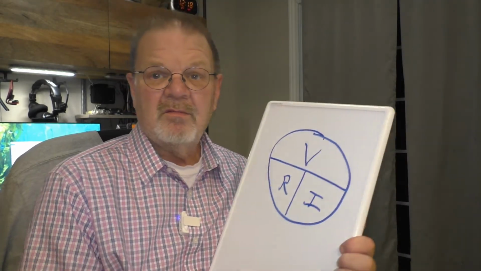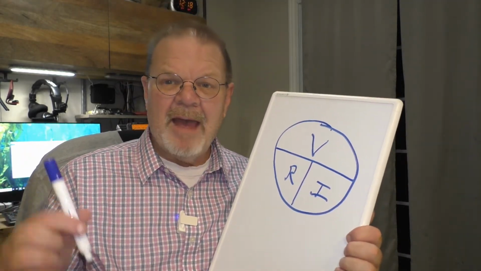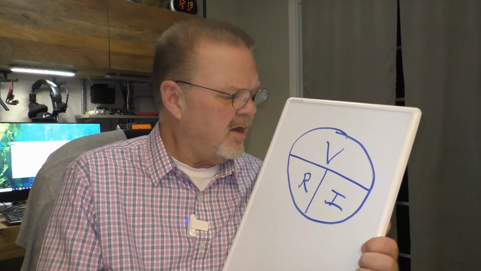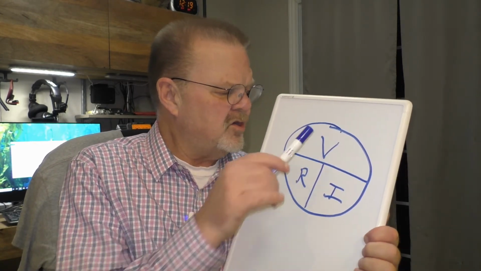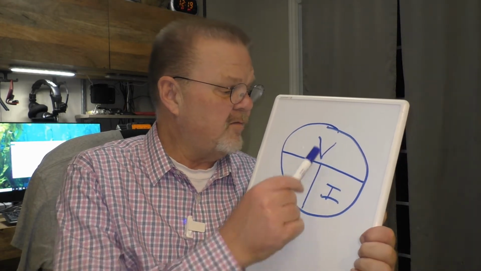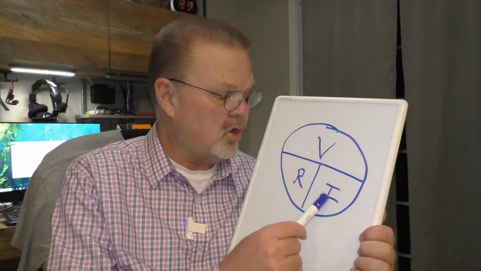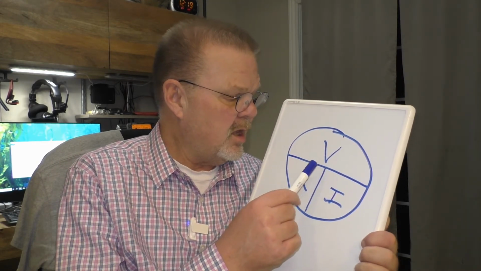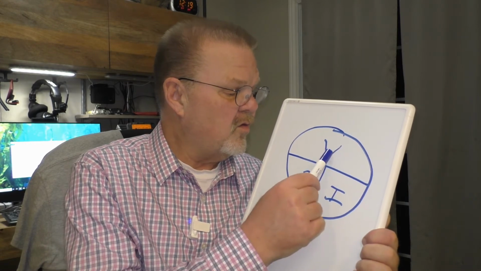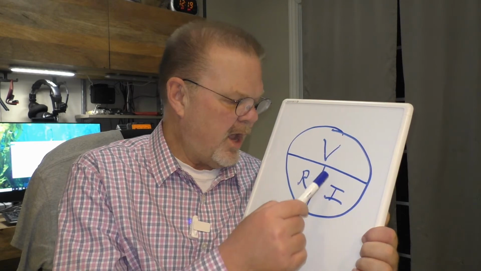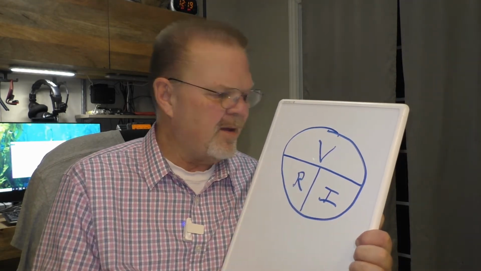Now, mathematically, these are all related. So, you can say voltage is equal to resistance times current. You could also say voltage is related to current times resistance. You can say resistance is voltage divided by current, and current is voltage divided by resistance.